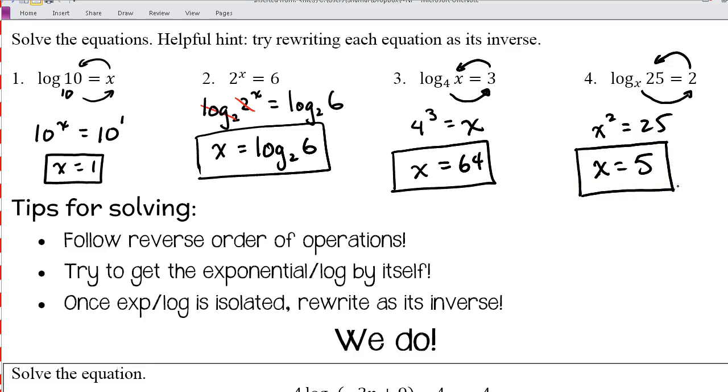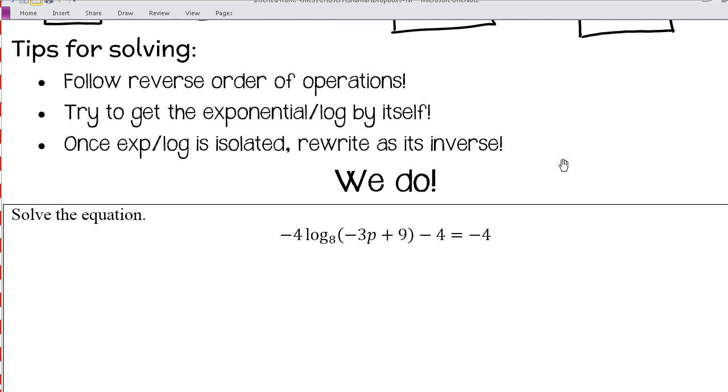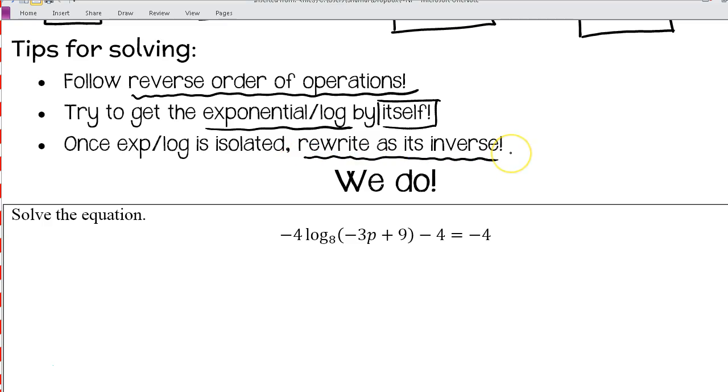Okay, so there's our first 4 equations that we solved. Some tips you want to think about when you're solving these equations, so refer back to these tips. Just like when we solved other equations, you want to use reverse order of operations. Try and get the exponential or the log by itself. And then once the exponential or log is isolated, rewrite as its inverse. And we'll go through these steps on many of these problems.